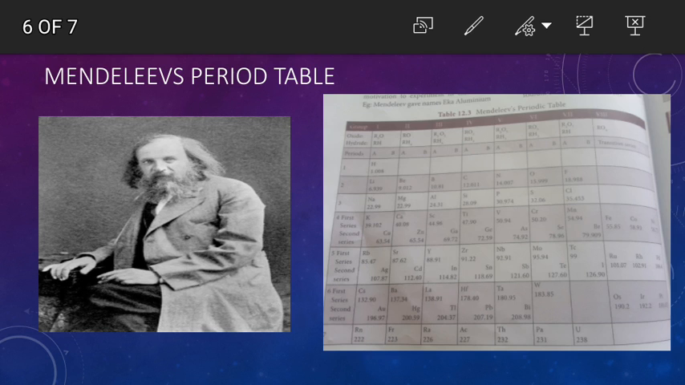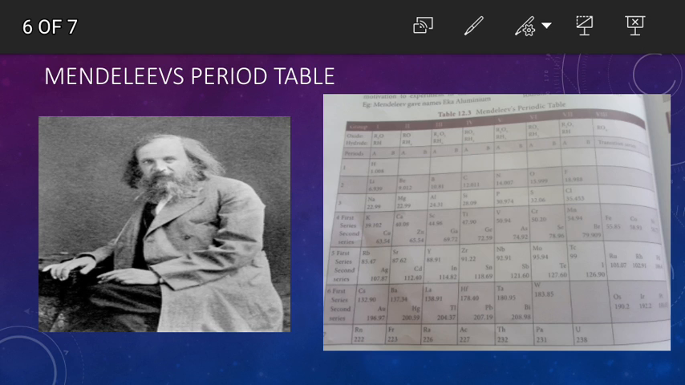If you want, you can refer to page number 140 for Mendeleev's periodic table. I have given a simple picture here. I think it's not clear, so you can refer to page number 140. What is the speciality of this Mendeleev periodic table? It has 8 vertical columns called groups, and 7 horizontal rows called periods.